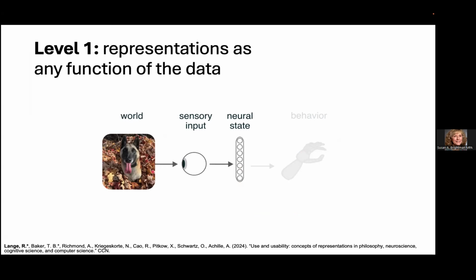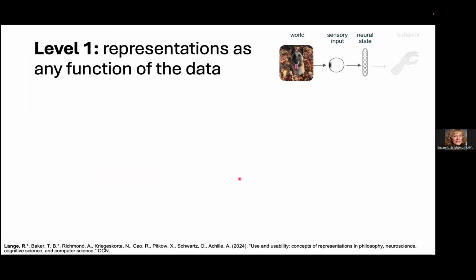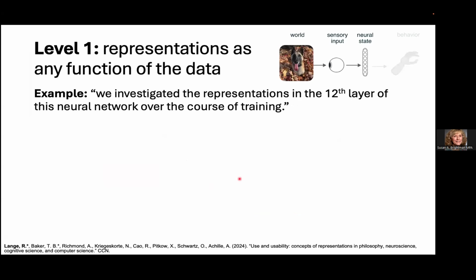So the picture you should have in mind is that the world gives rise to a neural state, we ignore behavior. So here's an example. If you read a machine learning paper, they might say something like, we investigated the representations in layer 12 of this neural network over the course of training, and found something. This implies some philosophical perspective on what a representation is.